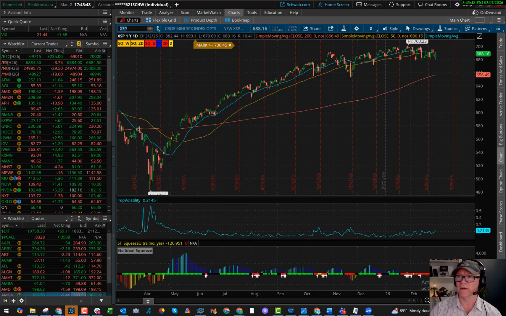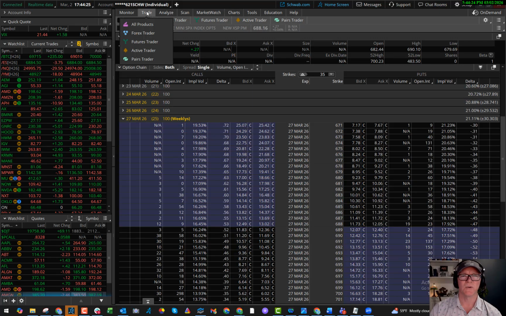And remember from our chart over here, we think that it's possible that we pull back here to that red line, which is the 200-day moving average, which is at 656. So remember, XSP is 1/10 of the SPX. So XSP is 656, SPX would be 6560, right? 1/10. Makes it easy. All right, so let's get over here, and we're going to target 656. Let's do a round number. Let's do 655. That makes it easier.